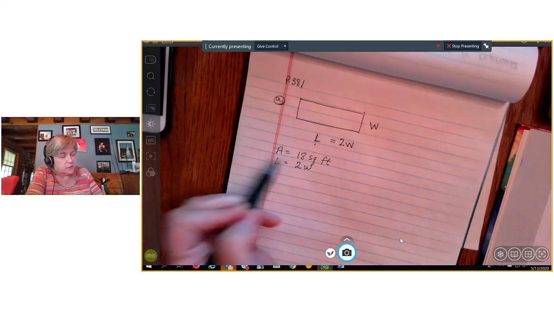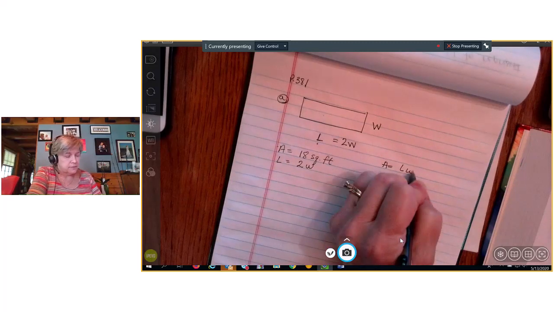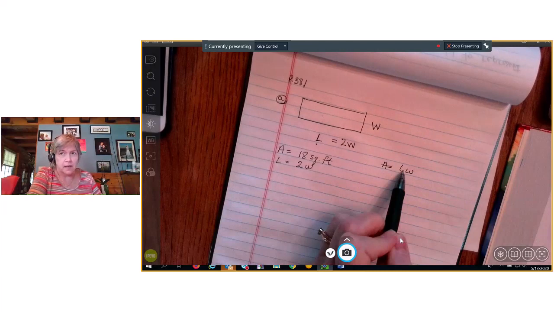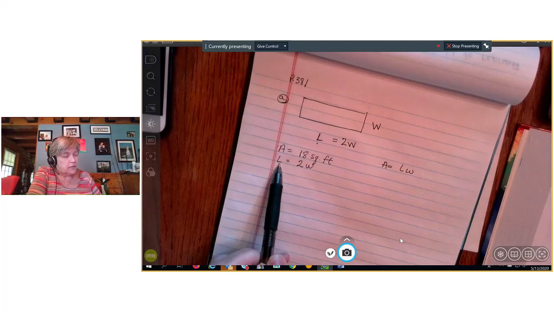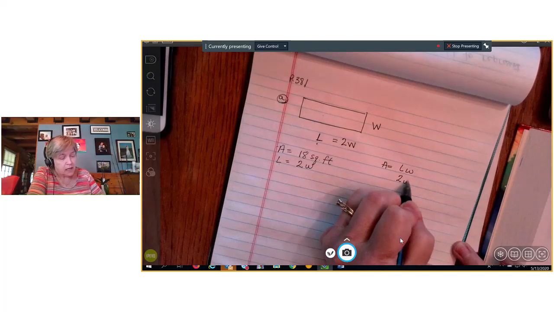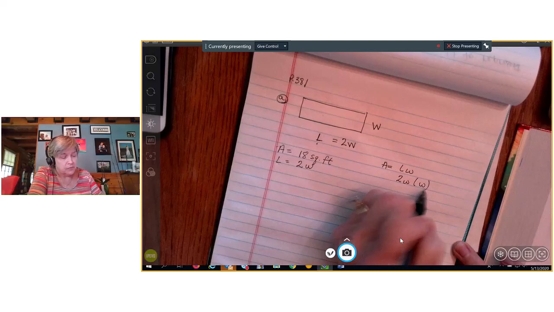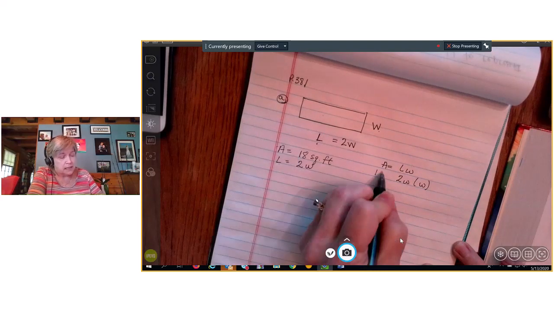So from this problem, we know that the length is twice the width of the rectangle, and it also tells us that the area equals 18 square feet. So the length equals twice the width, and the area is 18 square feet. So all we're going to do is, we know that the area of this rectangle is length times width. Notice I put a little curl on my L. And when we fill in, we know that L is going to be 2W times this W for the width, and that is all equaling 18 square feet.